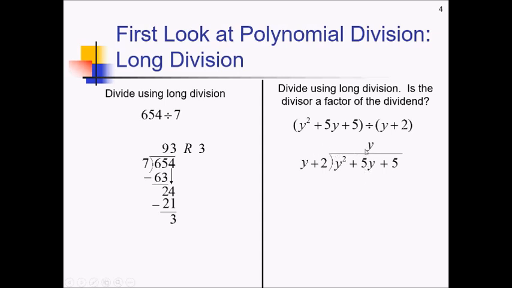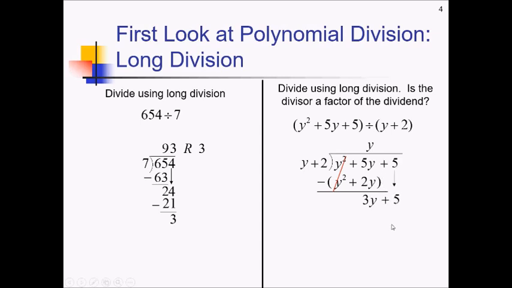And now we multiply just like we did over here. So y times y plus 2, that's going to be y squared plus 2y. And then just like we did over here, we're going to subtract. So y squared minus y squared is going to cancel out. 5y minus 2y is 3y. And just like before, we bring down the next thing, which is this plus 5.